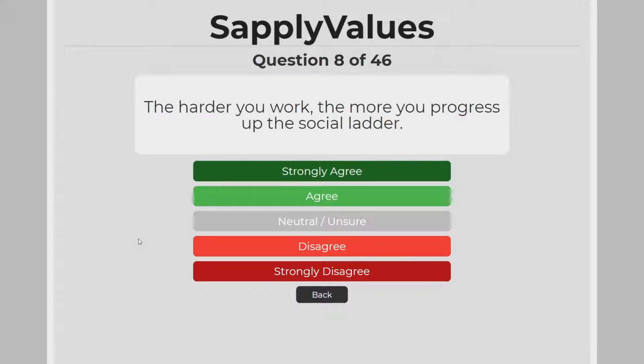I would say disagree, not strongly disagree, because I think you do have a lot of control over your own destiny. But at the same time, you could be born into a situation where you cannot get your way out of it. There are a lot of barriers put in place for people to not fight their way out. So I would go with a disagree here.